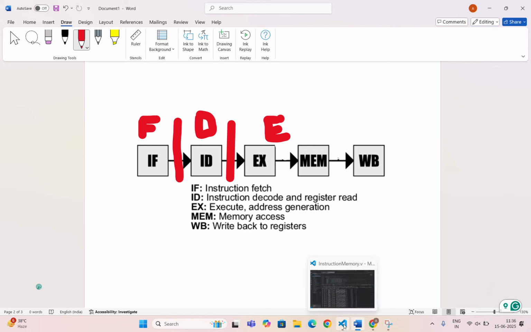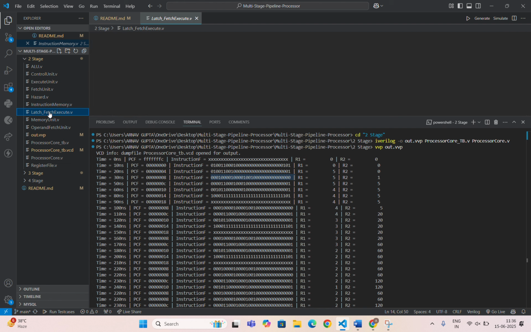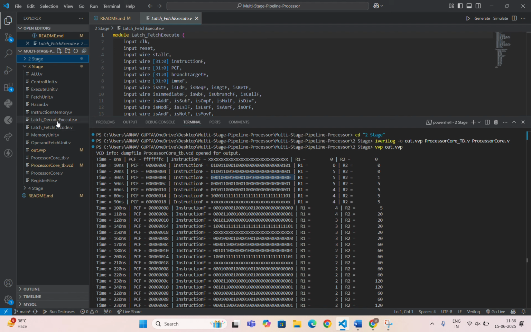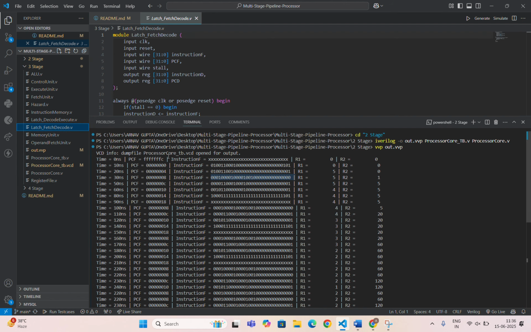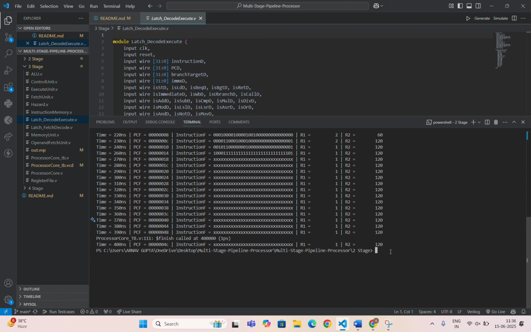Now I will demonstrate this again in my 3-stage processor. As you can see, in the 2-stage I have this fetch execute latch. Now when I open the 3-stage processor, I have this fetch decode latch, which is the first latch, and the decode execute latch, which is the second latch. So now I will demonstrate its working.